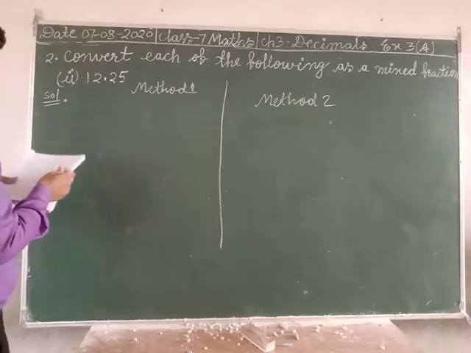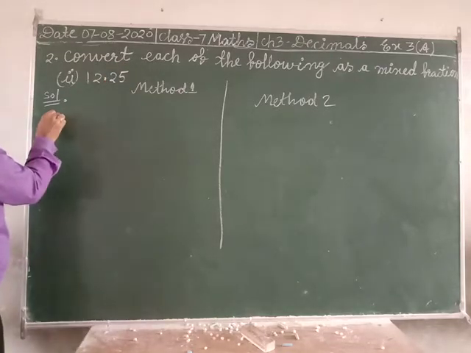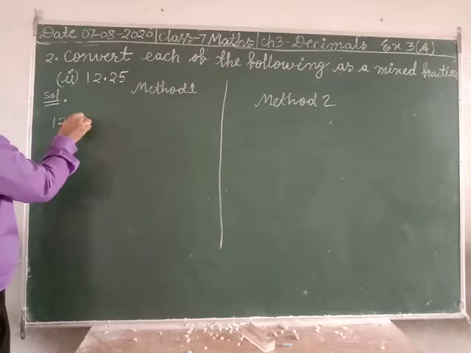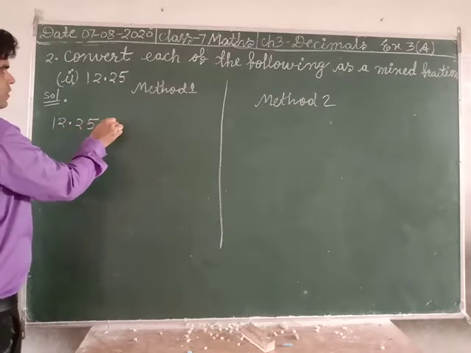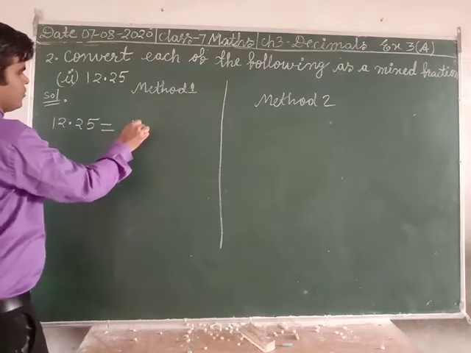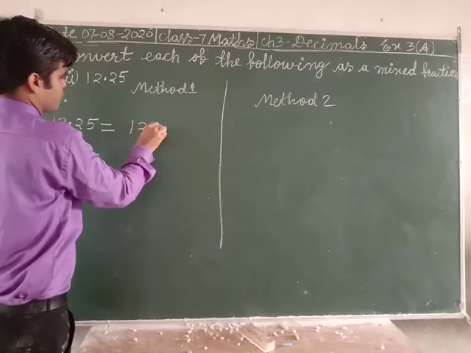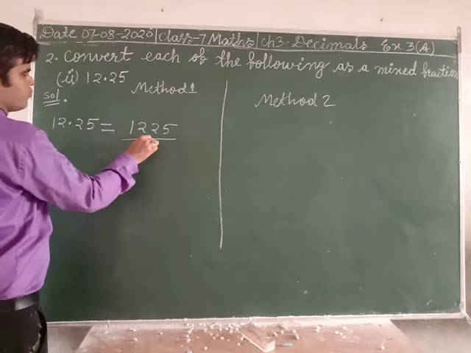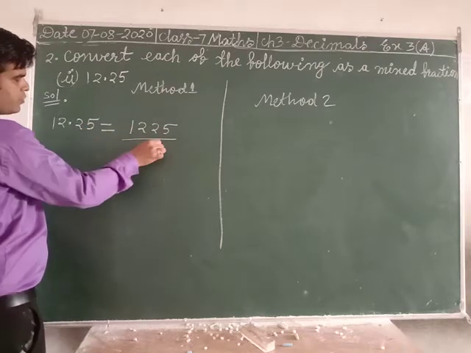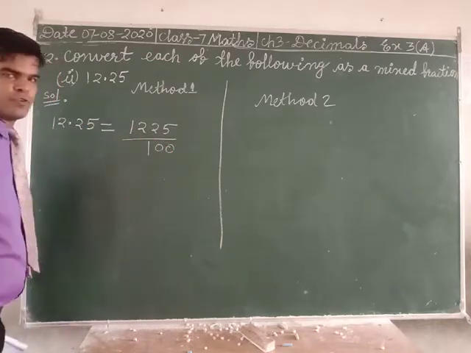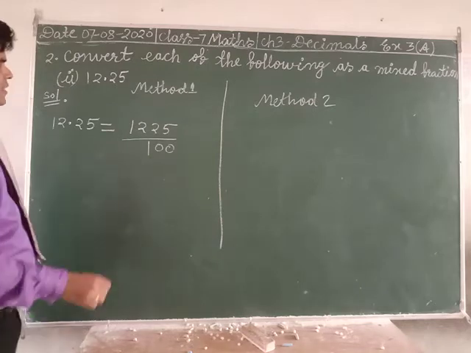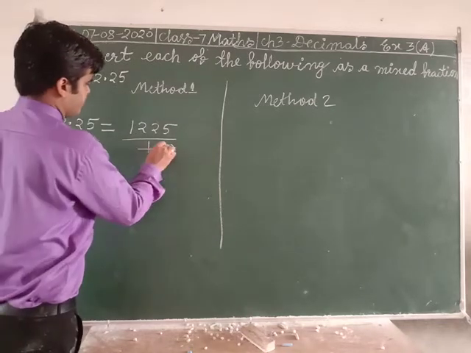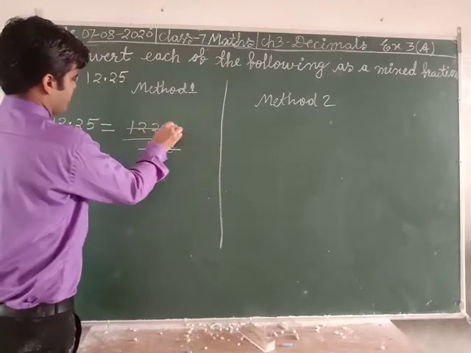So students, this becomes 12.25 equals 1225 over 100. You remove the decimal, and after the point we count two digits, so we put 100. Okay students, now we cut it by 25. So by 25 we cut.